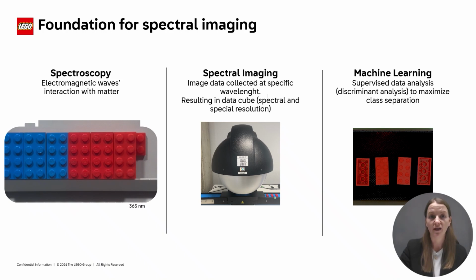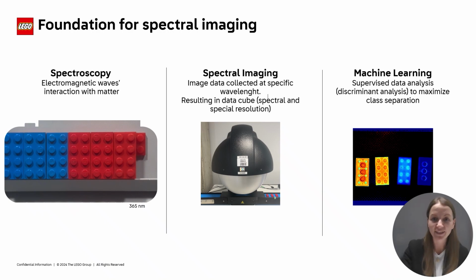The spectral information is then used to create a supervised learning model. And in our case, we've used linear discriminant analysis as a statistical tool to maximize the separation between two classes. And you can see here in the picture below, first they appeared red, both of them. There was an older element and a newer element. And by using this supervised learning model, we can see the differences between the two.